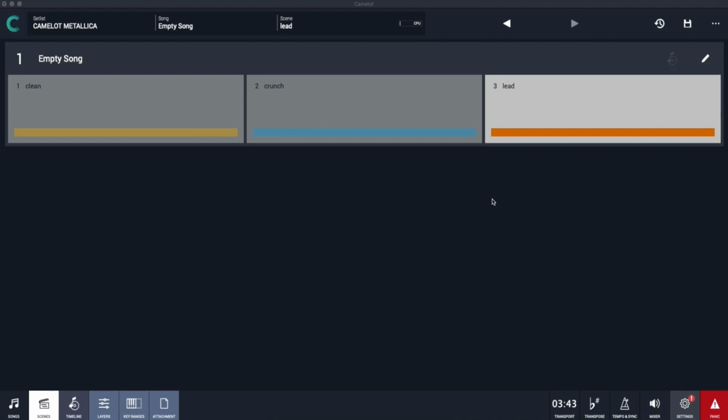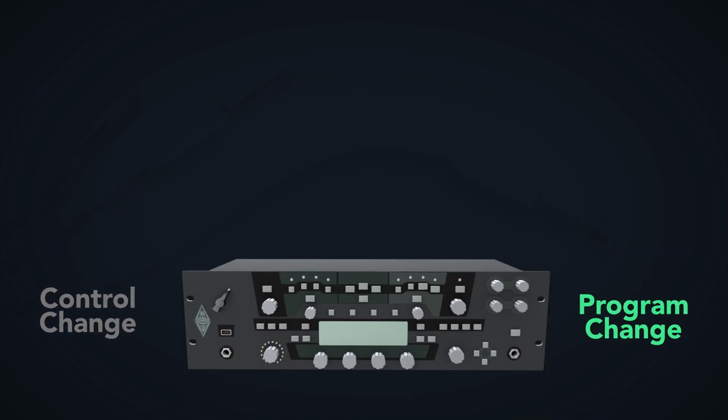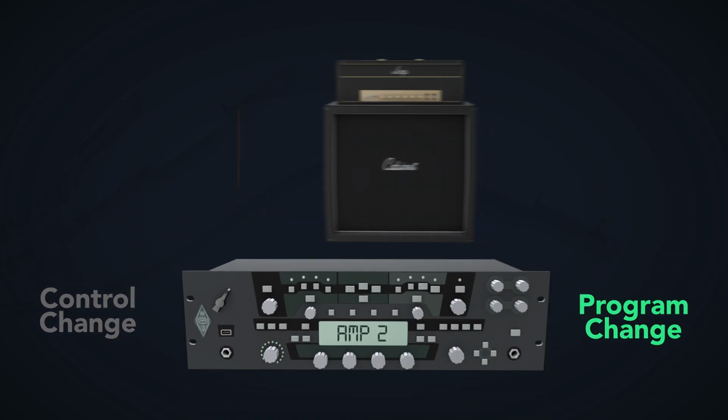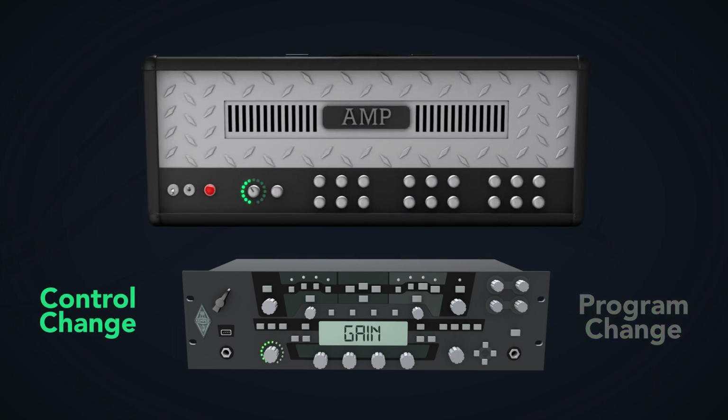I will show you those things in a moment, but first, I would like to help you understand the difference between control change and program change messages by simplifying this concept. In the situation we are describing, we can think of program change as a message that changes the type of amplifier, while control change allows us to change the parameters.